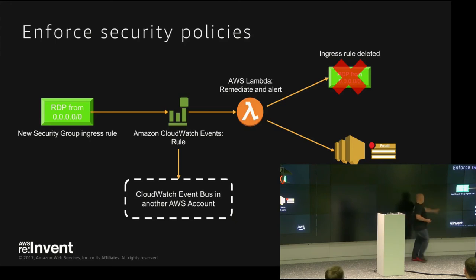So what you can do is to have a CloudWatch Events rule that basically checks if something like that happens. If it happens, it triggers the Lambda alert, where Lambda deletes this security group automatically and also sends some alerts through the Simple Notification Service, whether it's email, whether it's SMS message, and so on.